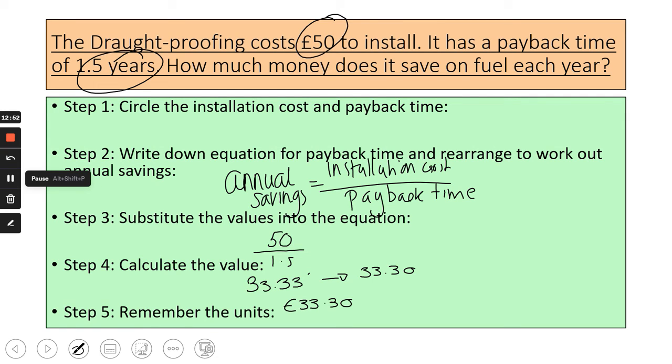Okay, so following exactly the same method for this question, the draught proofing costs £50 to install. It has a payback time of 1.5 years. How much money does it save on fuel each year? So after circling the installation cost and payback time and writing down the equation, I've substituted the values, so 50 over 1.5. This should have given you 33.33 recurring, which I've rounded to 33.3. And I've added the unit, so it'd be £33.3.